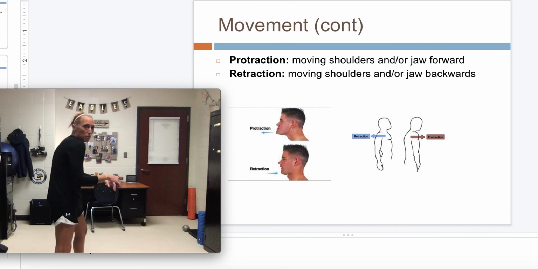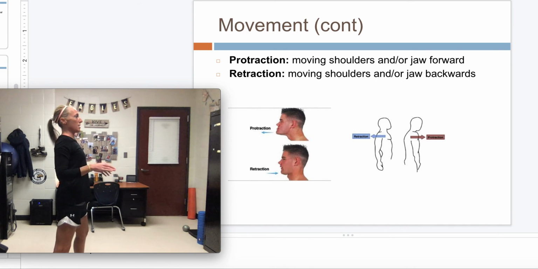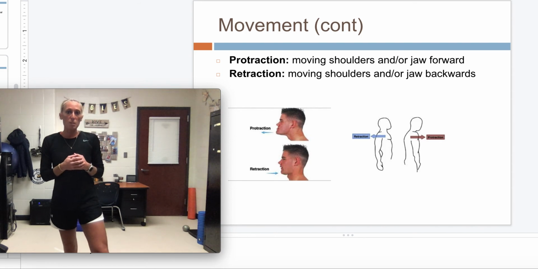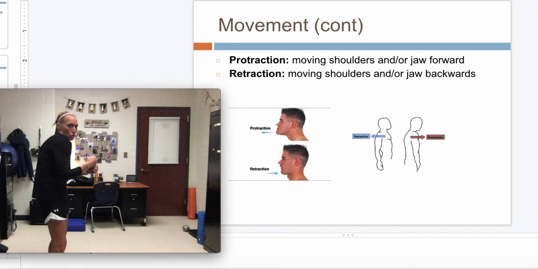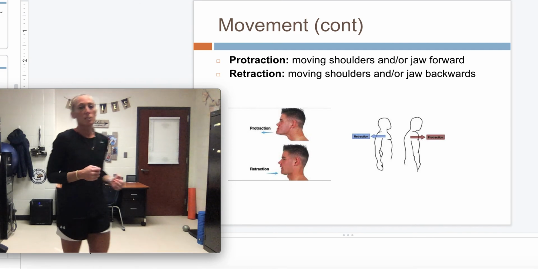So the shoulders get protracted, the neck kind of gets protracted here, and we need to work on strengthening the back portion of our body to pull the head back, the shoulders back, so we don't have that. It's called retraction, or bringing back, retracting. So protraction, retraction.